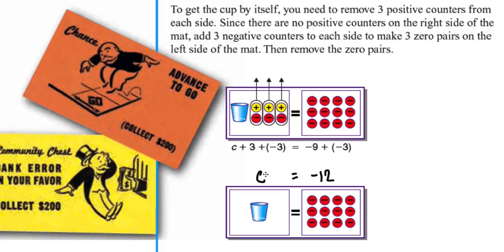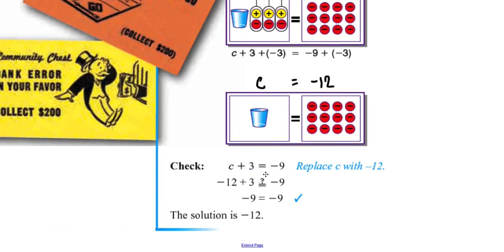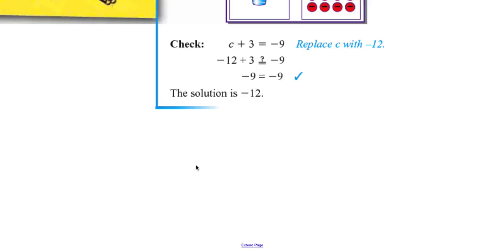Okay, let me give you another example. Let's say you have 6 plus x is equal to negative 5. So 6 plus x is equal to negative 5. Okay. Again, if we use counters for this, you'll have 6 positive counters. Okay. And you will have the cup.